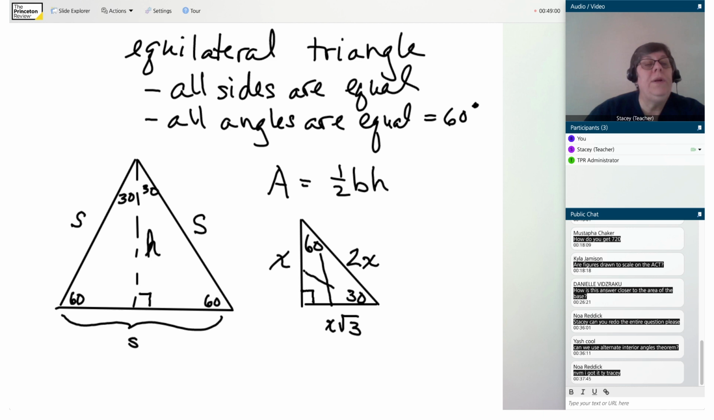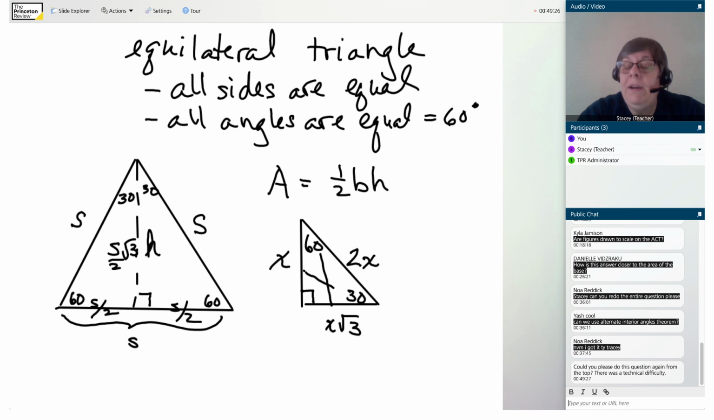So if we go back to what we have over here, if you tell me the side is S, well, this makes sense because this is S over 2 down here and S over 2 down there. That means my height has to be S over 2 times radical 3. All right. The tests love to put in finding areas of equilateral triangles.